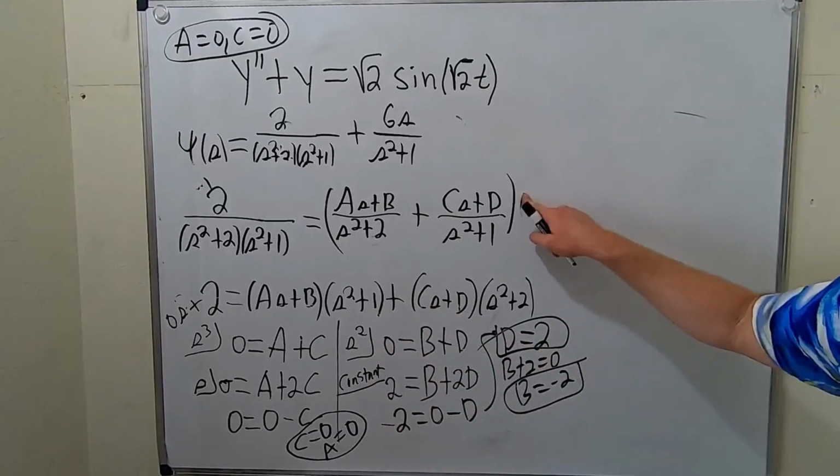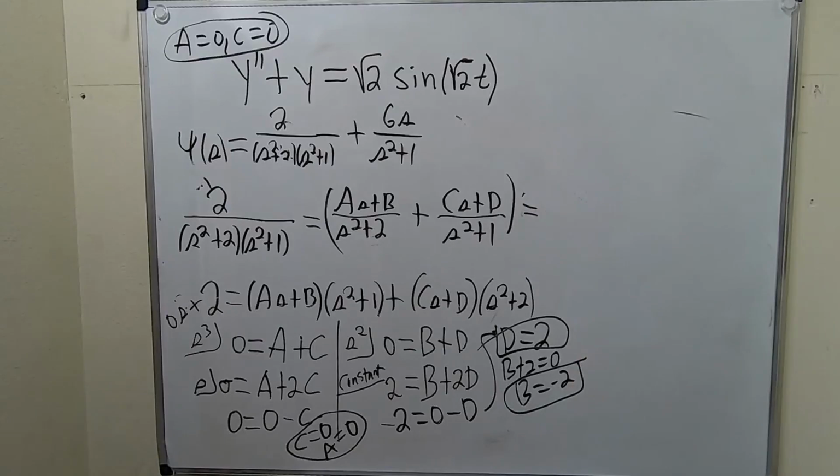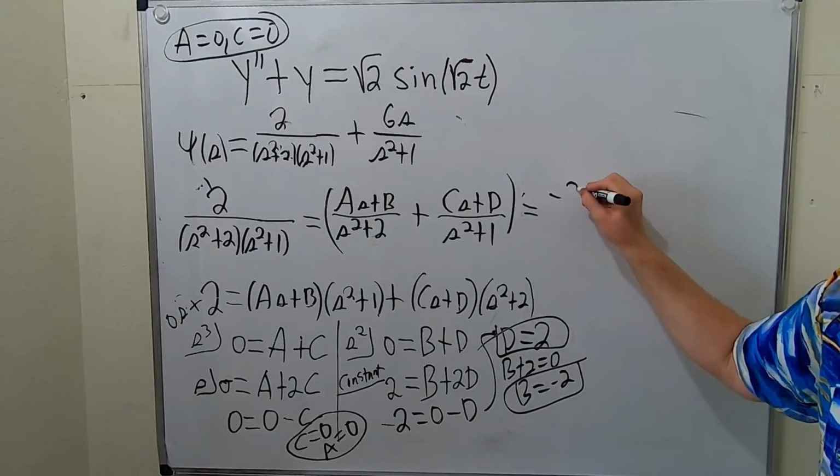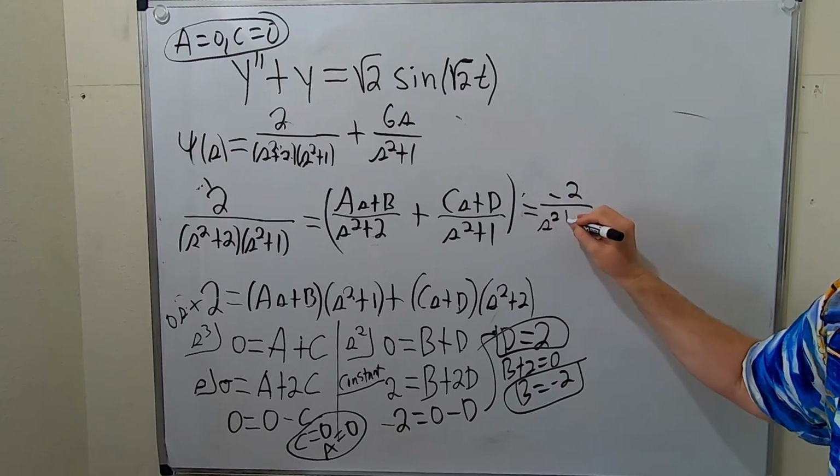Worked out really nice. So let's plug it back in here. Let's see what we got. So a is 0, so that's gone. b is negative 2, so we get negative 2 over s squared plus 2.